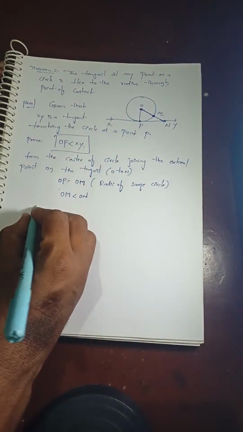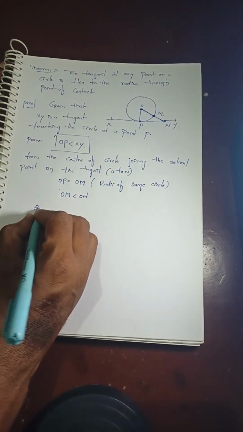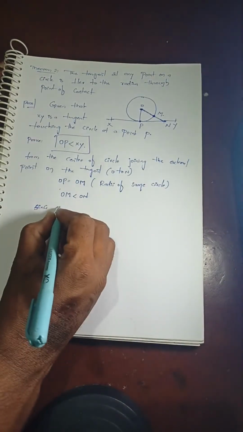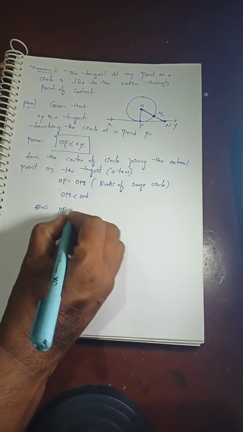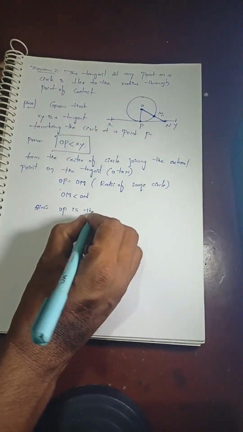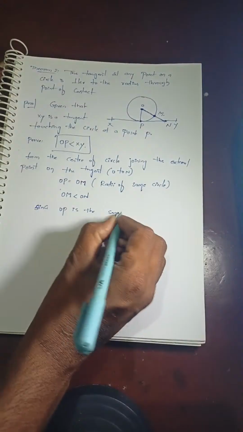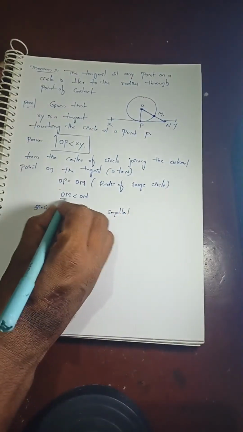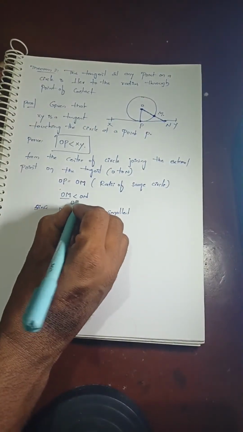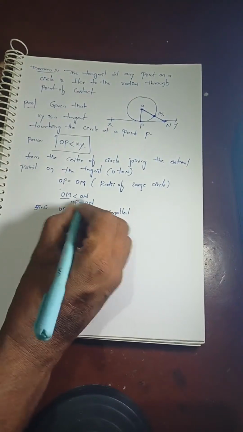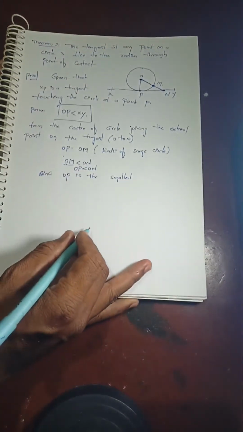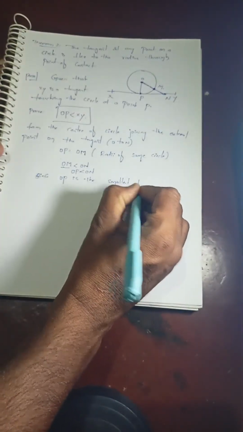Since OP is the smallest, in place of OP I can write ON also. OP is less than ON. In place of OM, I can write OP also. See, OP is the smallest.